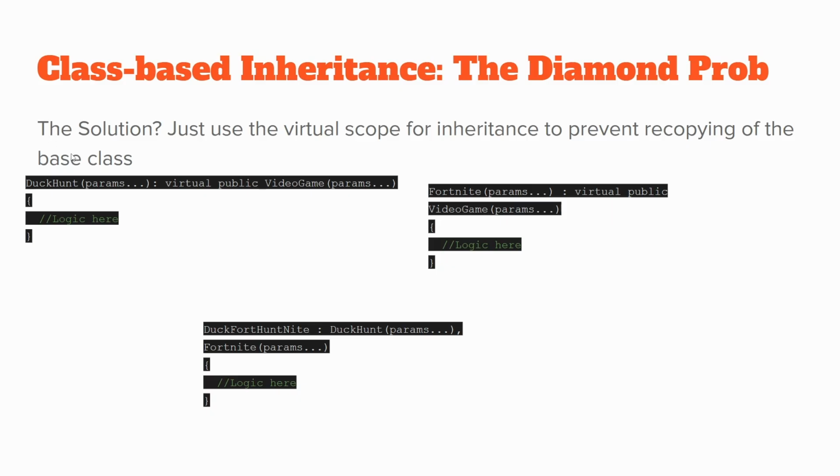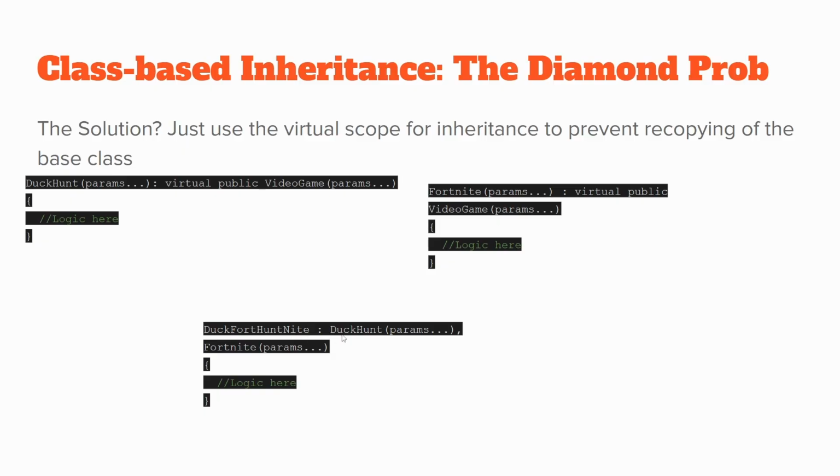In this example, we've declared a virtual public video game for both Fortnite and Duck Hunt, which are the two classes that Duck Fort Hunt Night inherits from. Now that we've declared them, we can declare a constructor for Duck Fort Hunt Night and pass in the parameters as so for Duck Hunt and Fortnite. It's a little incorrect because I forgot the parameters, but just imagine they're still there.